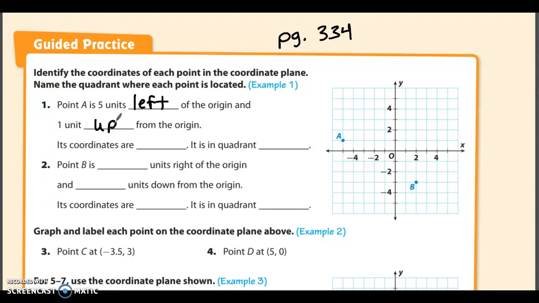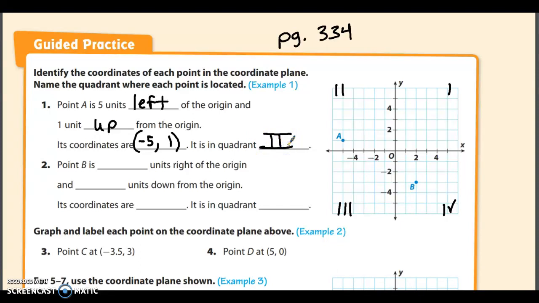Well, if we go to the left, it means it's negative 5 because it's 5 units to the left, comma, and positive 1. Just put a 1. You don't have to put a plus 1. So its coordinates for A are negative 5, and up 1. It is in quadrant blank. Remember the quadrants go 1, 2, 3, 4. It's in quadrant 2. Okay, let's move on. It's not in quadrant 1, by the way. It's in quadrant 2. You can go like this if you want.